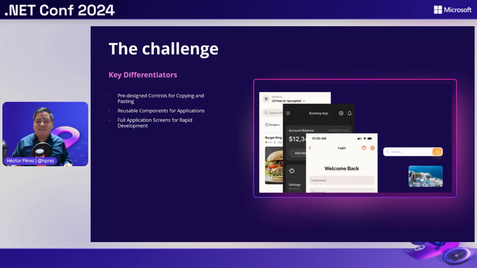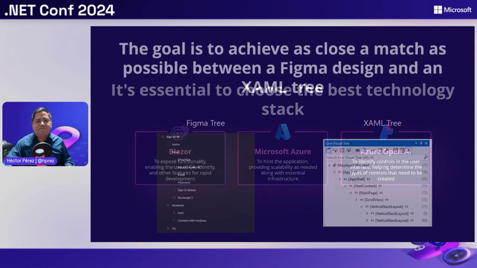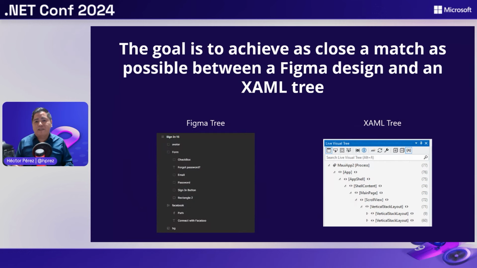This time, the challenge was to enable developers to quickly create reusable components and application screens as fast as possible. As with any project, choosing the best technology stack is essential, and in my case, as a faithful .NET enthusiast, I chose Blazor as the development platform, Microsoft Azure for hosting the project, and Azure OpenAI to add intelligent capabilities to the application, such as control recognition. This time, I decided to create something that could be used without needing to define complex grids or being tied to using pre-created components. In other words, allowing greater design freedom.